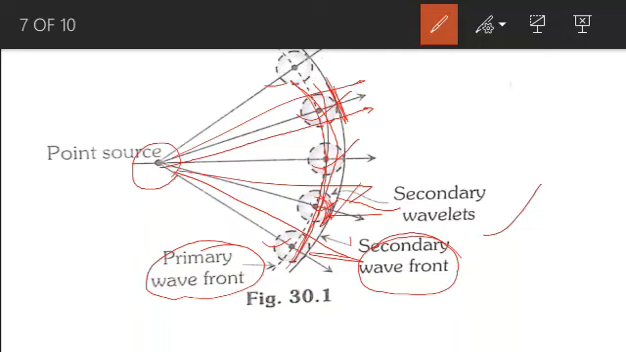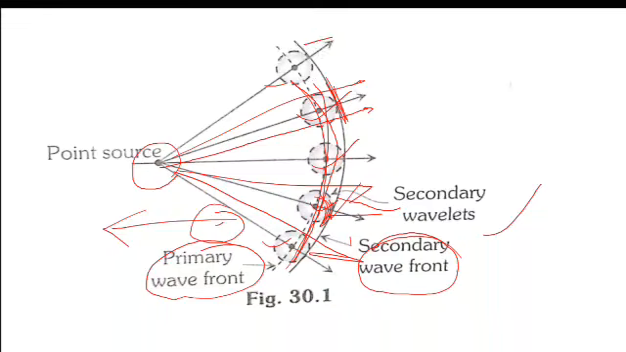You have to remember an important point, that there is no existence of a back wavefront. That means this wave cannot travel in the backward direction. So remember that there is no existence of backward wavefront. The wavefront only propagates in the forward direction. Okay, so I hope that all of you understand the concept of wavefront.